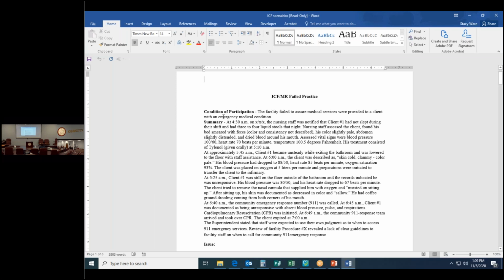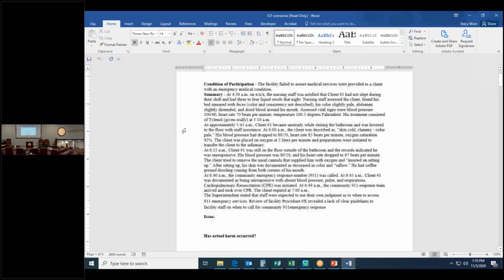Okay. Hold up 1 second. Okay. So basically this actual scenario has been pulled from a manual that is used to train surveyors. And this is in the section on determining whether immediate jeopardy has taken place. So based on looking at the scenario, what is the main issue here? What's the major concern?